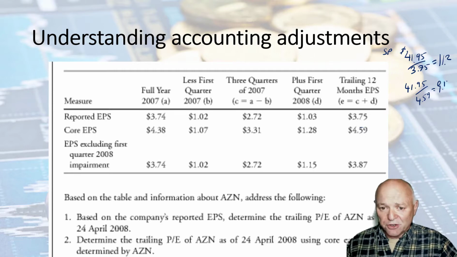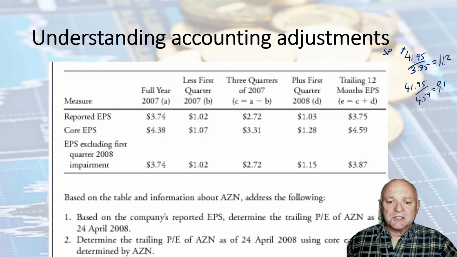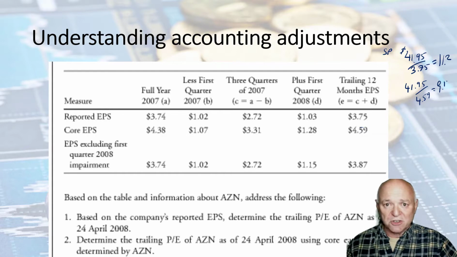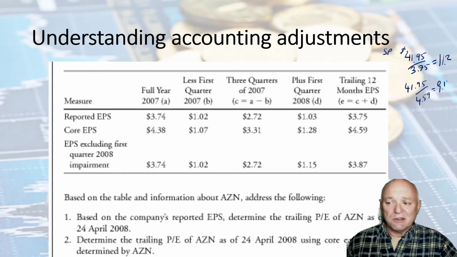You can see the full year 2007 was $3.74. They subtract from that the first quarter to count only the last 3 quarters, $2.72. Add to that the first quarter of 2008, $1.15. And now we have got, with the impairment, $3.87 as our trailing 12 months earnings per share. $41.95 divided by $3.87, that would give us a 10.8. So a number someplace in the middle.